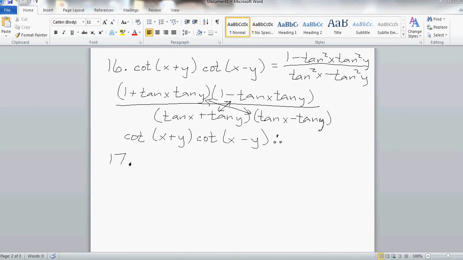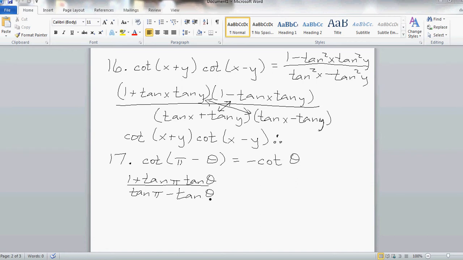And number 17, the cotangent of pi minus theta has to equal the negative cotangent of theta. Well, this is the more complex side, so let's deal with it. And cotangent is the reciprocal of the tangent. So that would be 1 plus the tangent of pi, tangent of theta over tangent of pi minus tangent of theta.